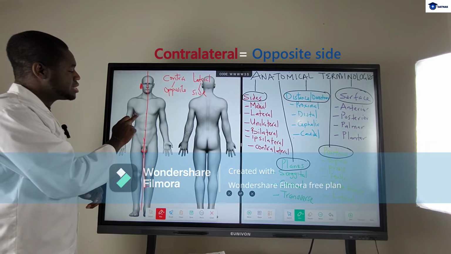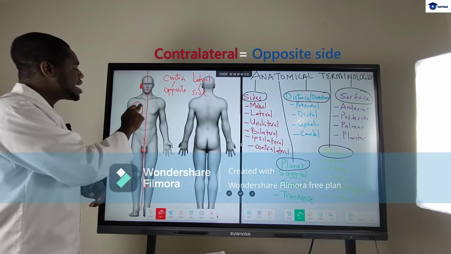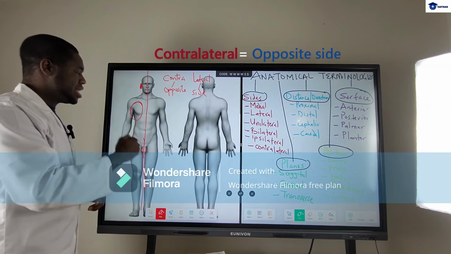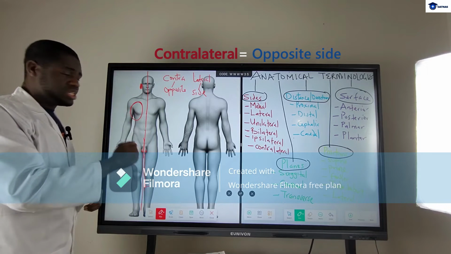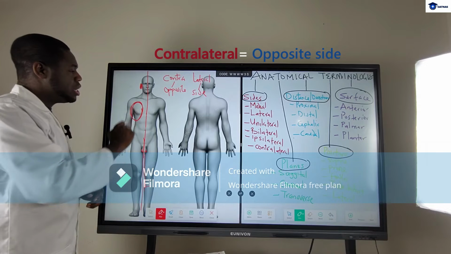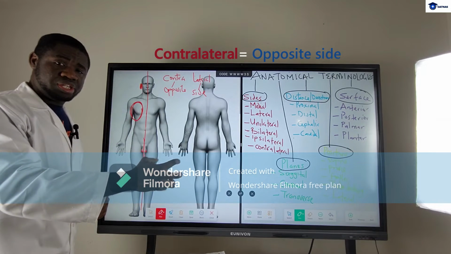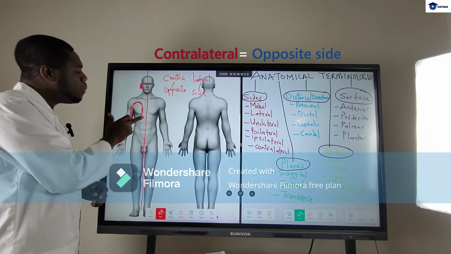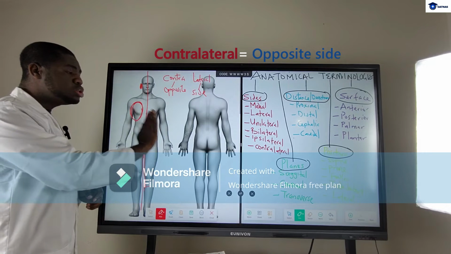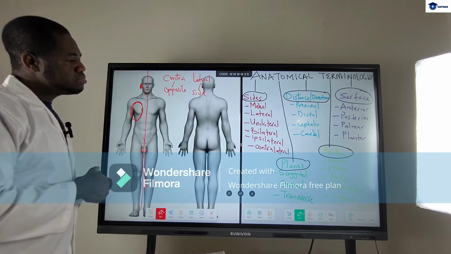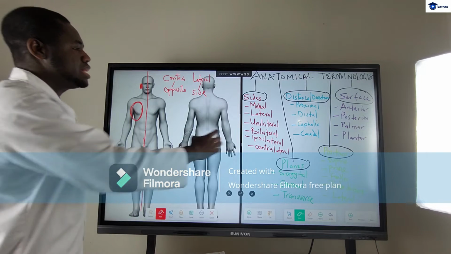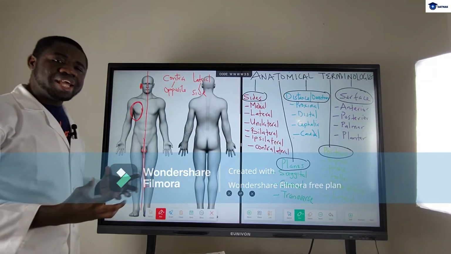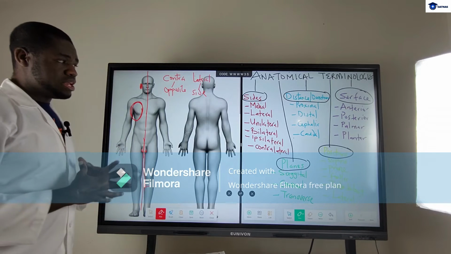If I say that this man has a right breast enlargement, that is, he has enlargement of the right breast, but the contralateral breast is in a good state. That is, the opposite breast is in good shape, is normal. So these are the terms that we can use to explain sides in the body.